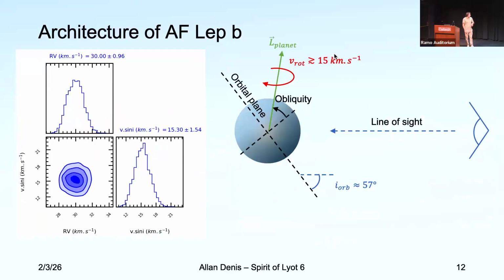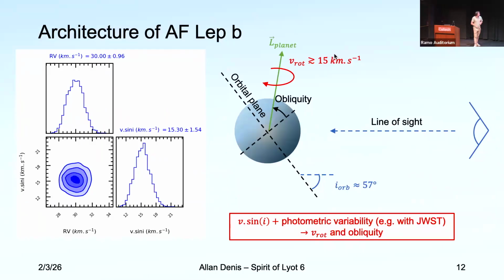We can also tell something about the rotation of the planet and the obliquity. Thanks to the vsini measurement, we give constraint on the rotational velocity of the planet. And one thing particularly interesting is that if we can combine the vsini measurement with some photometric variability, for example, with the James Webb Space Telescope, we would get both the rotation of the planet and also the obliquity of the planet, which tells a lot about the formation history of the planet.